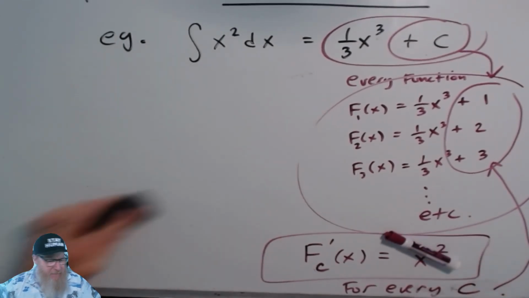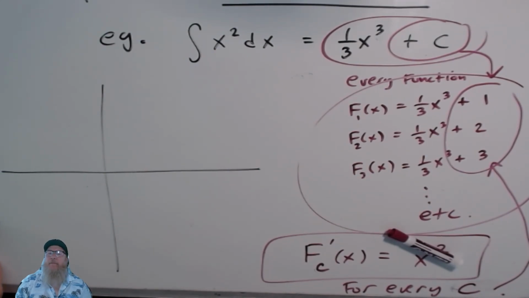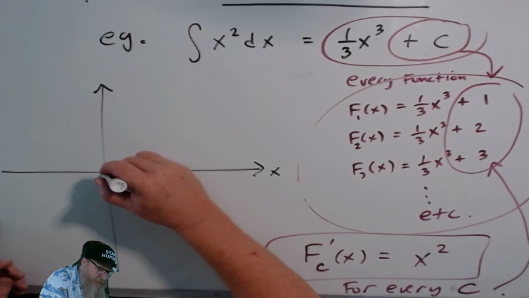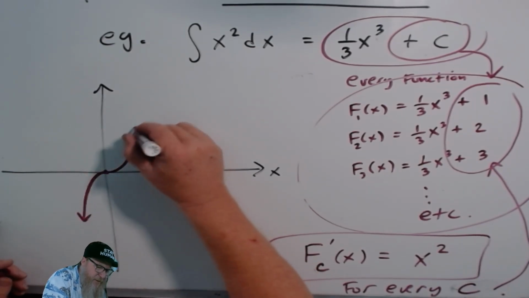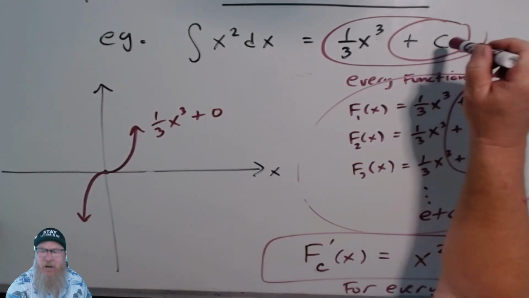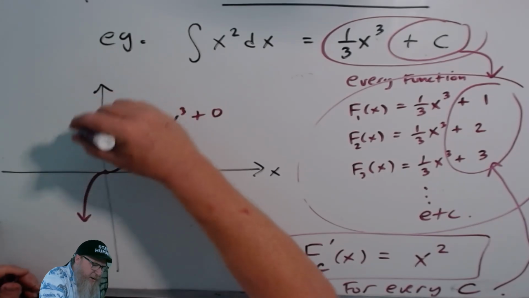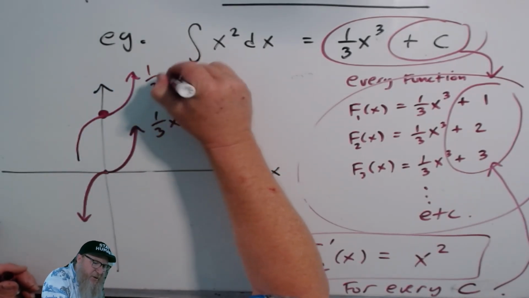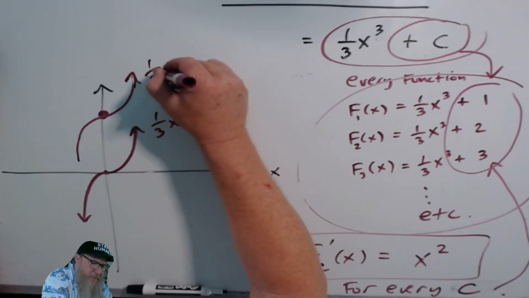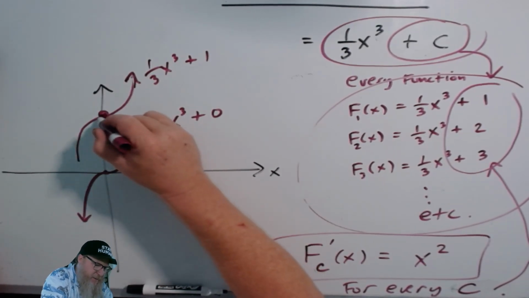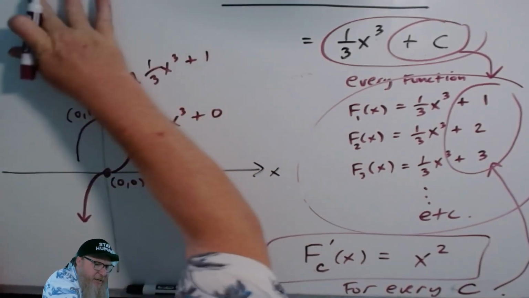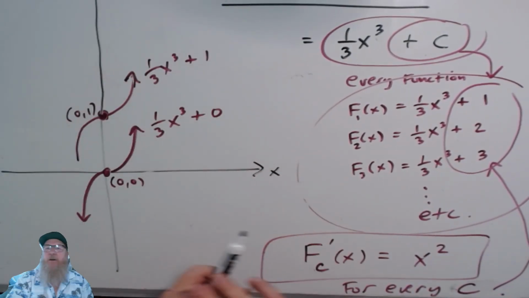So what does that look like on a graph? Right. Well, I'm not going to draw it very nicely. I'm just going to sort of squiggle them, right? They look like this. This would be 1/3 x cubed plus 0. By the way, that's also in the family, because the constant could be 0. And then there's another one right here. 1/3 x cubed plus 1. Right? It would pass through this point here. 0, 1. This one would pass through 0, 0. Etc., etc., etc. If I had a big enough piece of graph paper, I could show a lot of them.